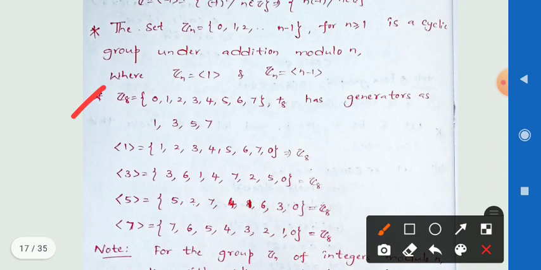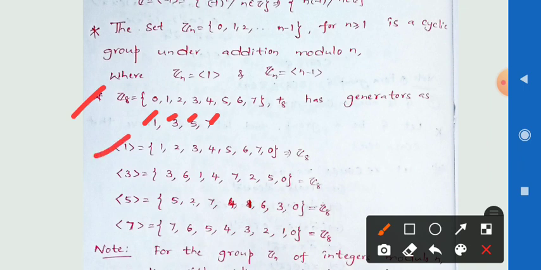Z8 means here the elements are 0 1 2 3 4 5 6 7. Addition modulo 8 has the generators. Here in Z8 the number of elements is 8, and the generators are 1 3 5 7. If the generator is 1, here addition modulo 8, I will take this one.